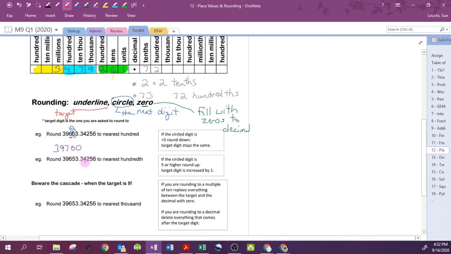So I'm going to underline the 4 this time, and I'm going to circle the next digit, which is the 2. And I'm only going to look at the 2. I don't care about anything else. Okay, and it tells me I'm going to round down. So my answer is going to be 39,653.34. And round down, I don't actually change it. I leave it the same, okay?